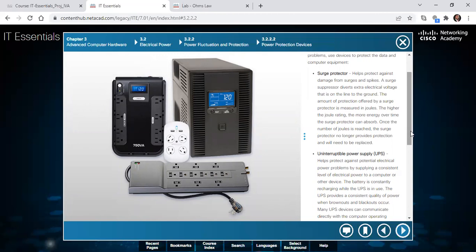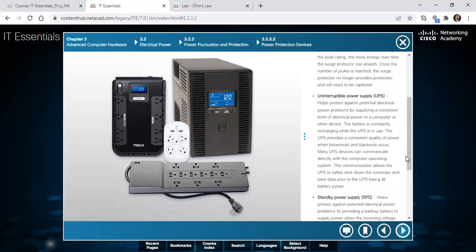Once the number of joules is reached, the surge protector no longer provides protection and will need to be replaced, okay? So what they are saying is there's a particular time where that particular surge protector must be changed. When it gets to the number of joules, the rating, once it gets to that rating, then you have to replace it.